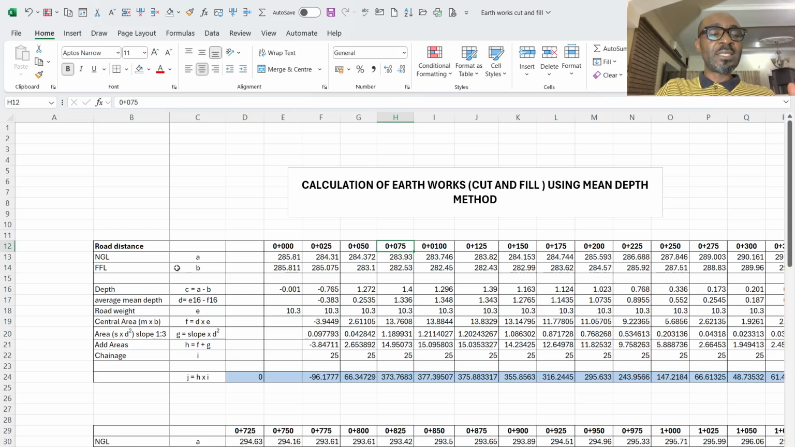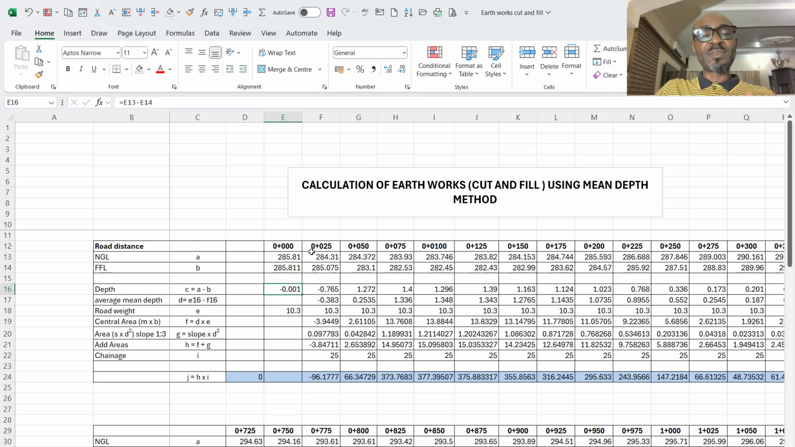So as you can see, the natural ground level is 285.81 at 00, while the formation level is at 285.811. So the difference between the natural ground level and the formation level is minus 0.001.